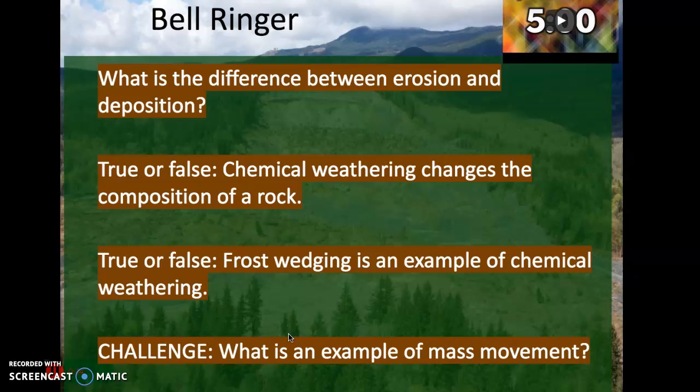True or false, frost wedging is an example of chemical weathering. 3, 2, 1. This is false. Frost wedging does not change the chemical composition of the rock, so we know it is an example of mechanical weathering. Our challenge question: what is an example of mass movement? Let's figure that out today.